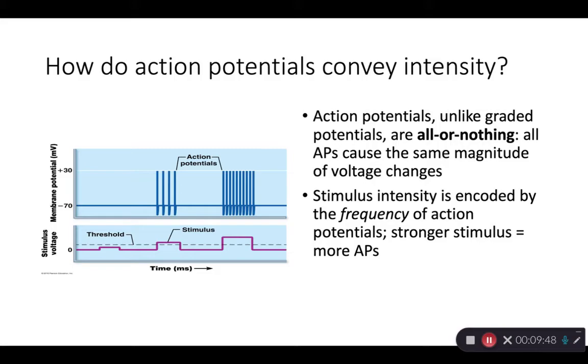So remember that relative refractory period that we just talked about a couple slides ago? If you have a really strong stimulus, that can trigger a neuron to fire multiple action potentials very close together in time. And what's going to happen is that will cause the neuron to respond in a more robust way to whatever it is in response to that higher frequency of action potentials. So by varying the frequency of action potentials, the nervous system can encode how strong a stimulus is.